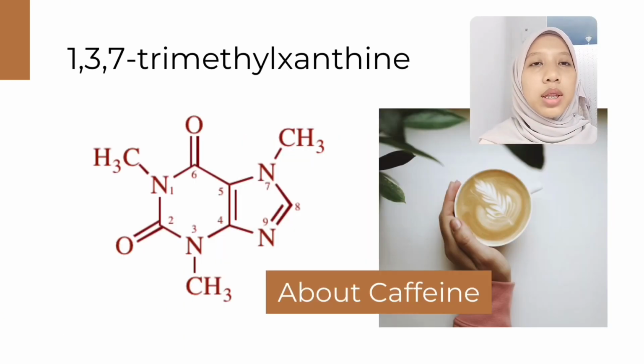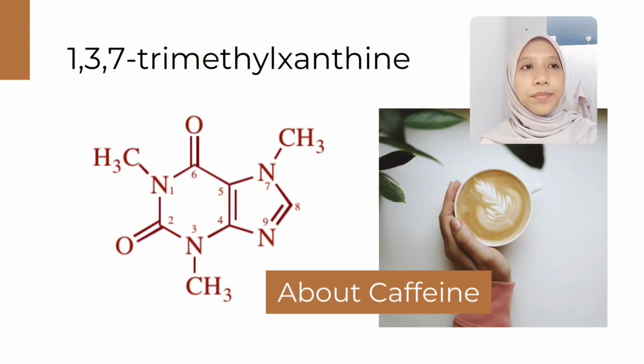So, caffeine, also known as 1,3,7-trimethylxanthine. Based on this figure, we can notice these three methyl groups located at positions 1, 3, and 7. It's typically found in tea and coffee.